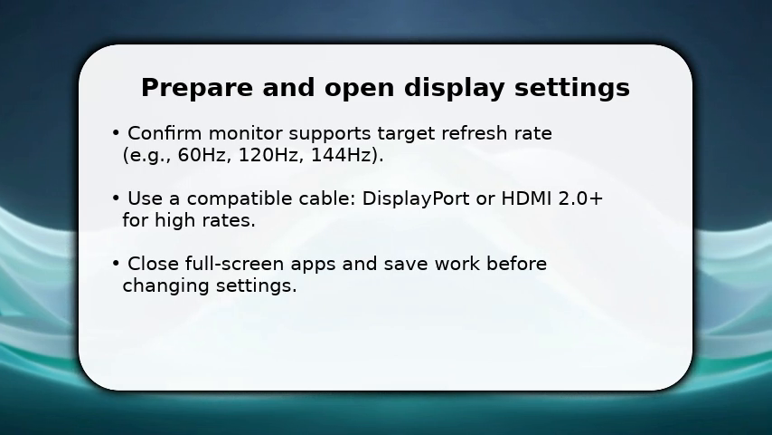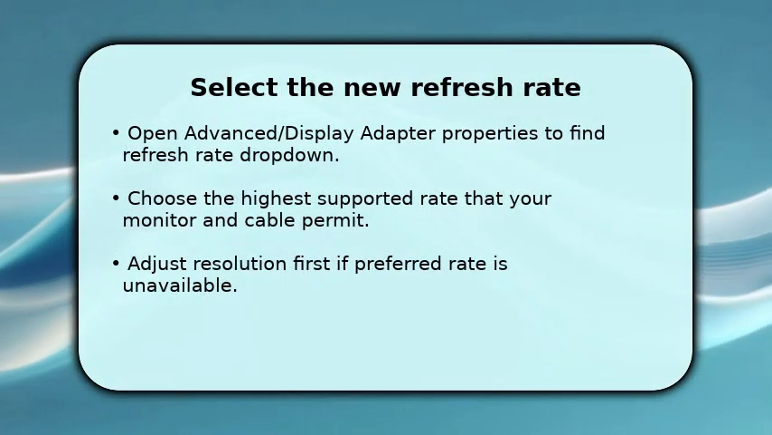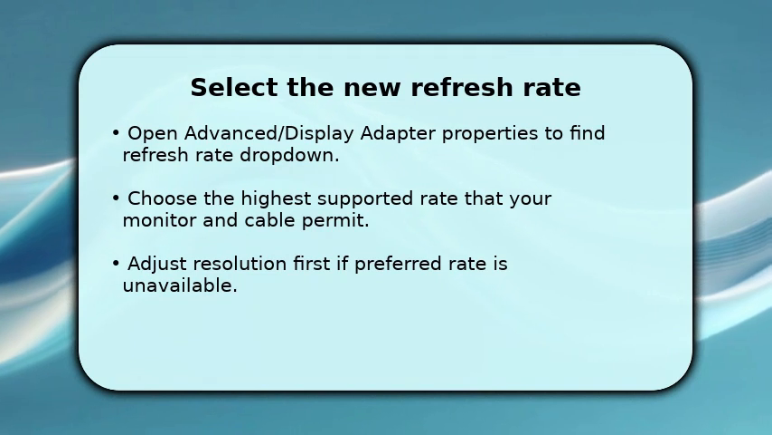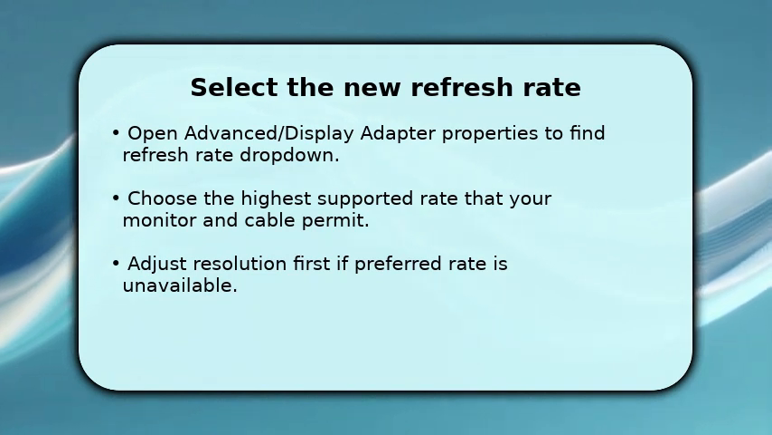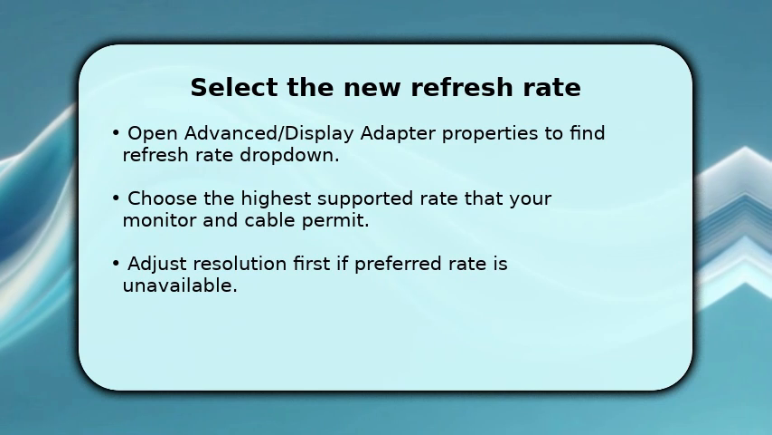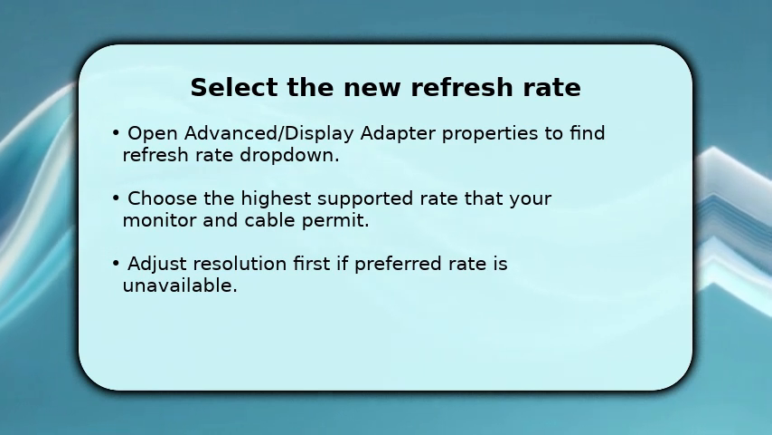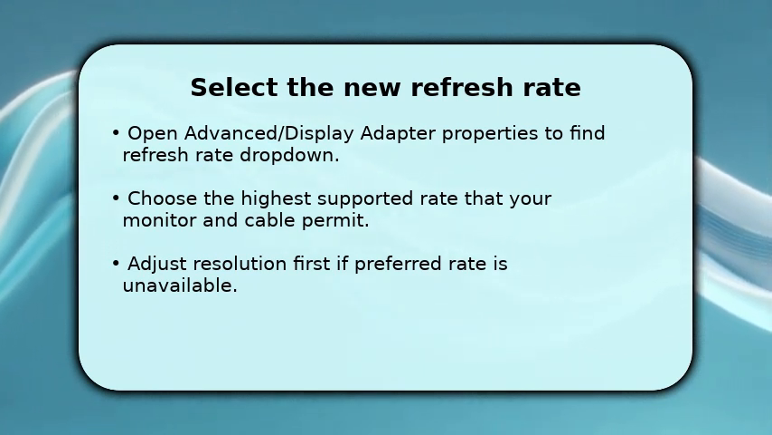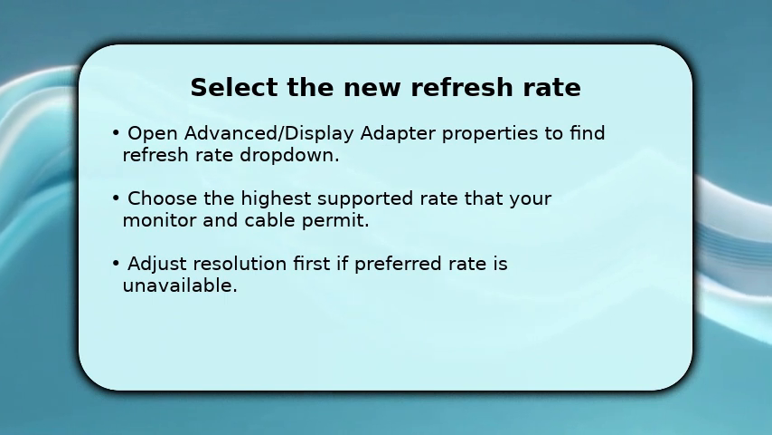You now pick the new refresh rate by locating the refresh rate dropdown in Advanced Display Settings or Display Adapter Properties. If the desired rate is missing, lower the resolution or switch to a better cable. Changing resolution often reveals additional refresh options.